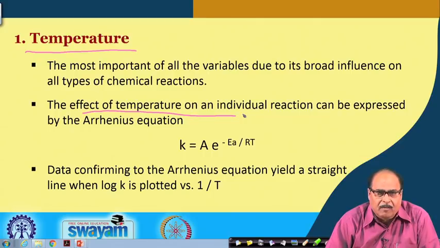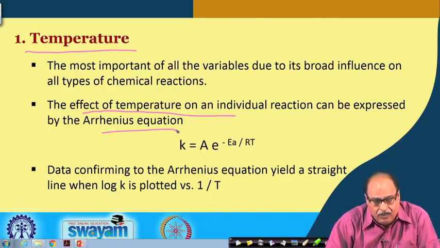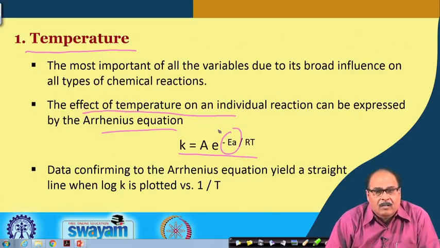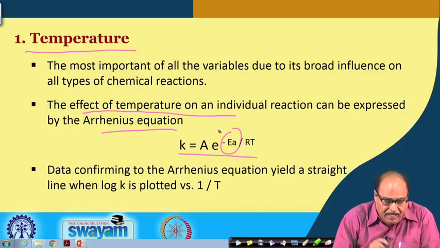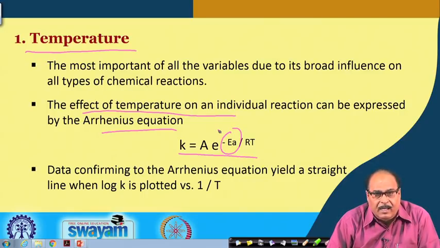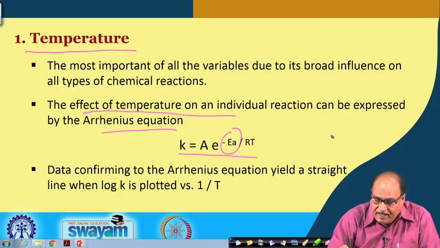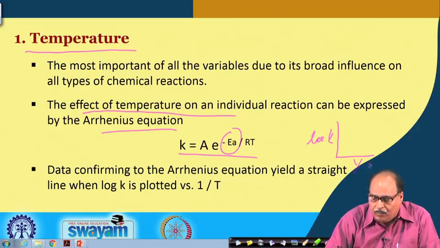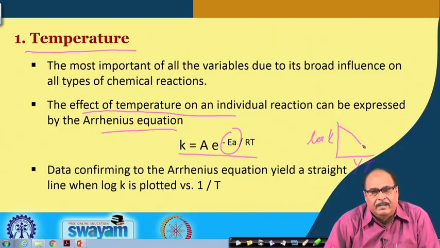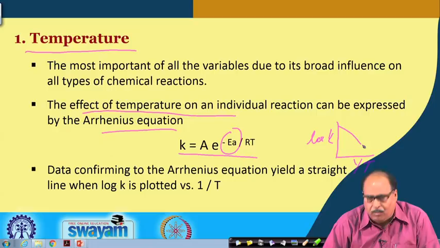The effect of temperature on an individual reaction rate has been well explained. It is generally expressed by the Arrhenius relationship, which is k equals A e to the power minus Ea by RT, where Ea is the activation energy, R is the universal gas constant, and T is the temperature. The data which conform to this equation generally yield a straight line if the log of the reaction constant is plotted against 1 by T.